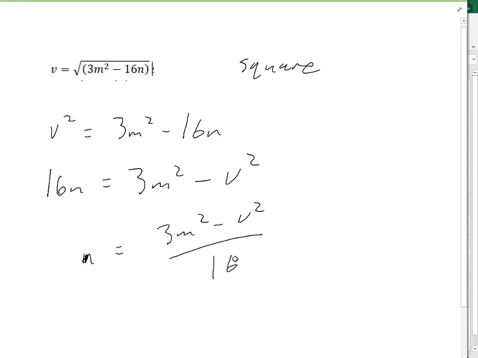So that's promising. What's gone wrong there? V is 3m squared minus 16n. V squared is 3m squared minus 16n. V squared is... squared minus v squared. So n is 3m squared minus v squared over 16.